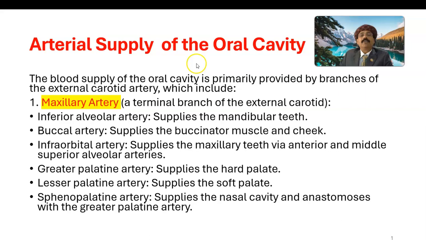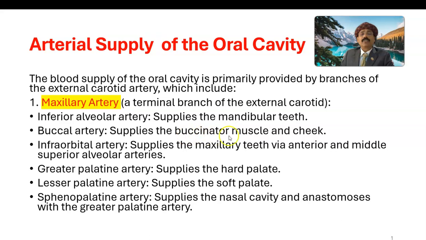The blood supply of the oral cavity is primarily provided by branches of the external carotid artery, which include the maxillary artery. It also includes the facial artery and the lingual artery. The maxillary artery is a terminal branch of the external carotid artery. It has multiple branches, like the inferior alveolar artery, which supplies the mandibular teeth. It enters the mandible through the mandibular foramen and comes out anteriorly by the mental foramen as the mental artery.